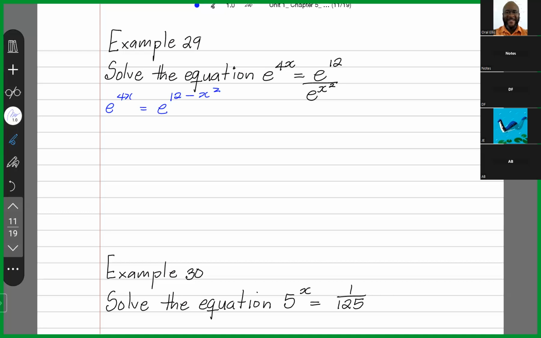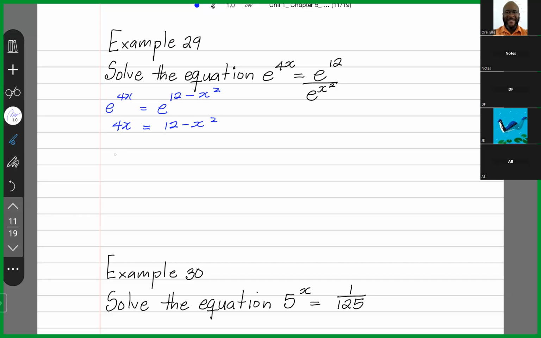And that is us using the fact that, according to the laws of indices, if you're dividing and the bases are the same, you should subtract the indices, which we did. So now we have one term on the left, one term on the right, both with the same base. Therefore, their powers must be equal. The power on the left is 4x, and the power on the right is 12 minus x squared. So this is a quadratic equation.